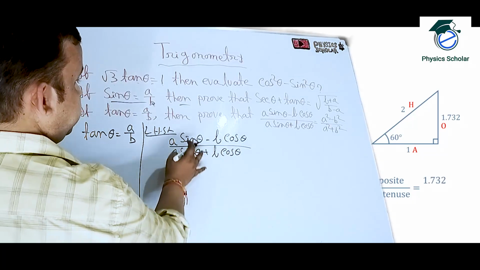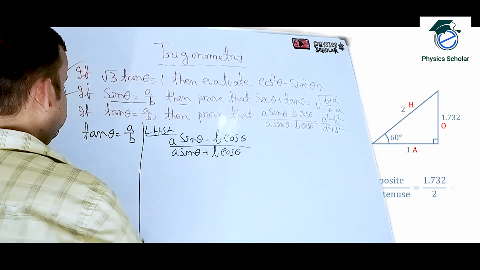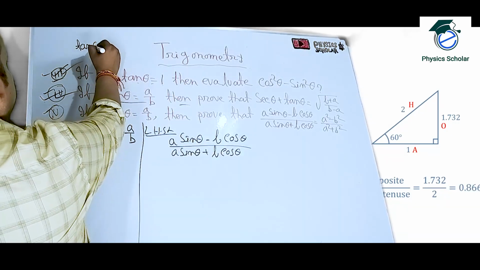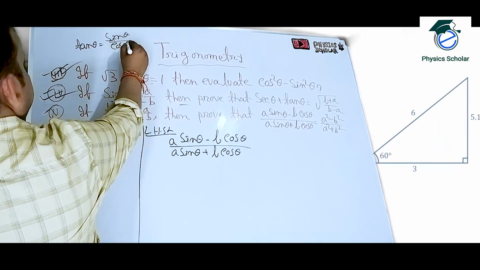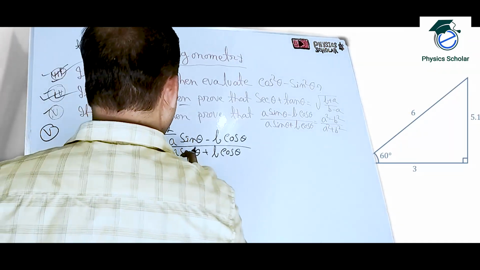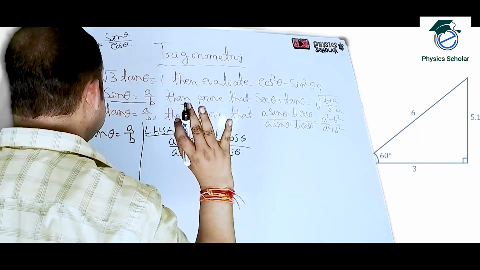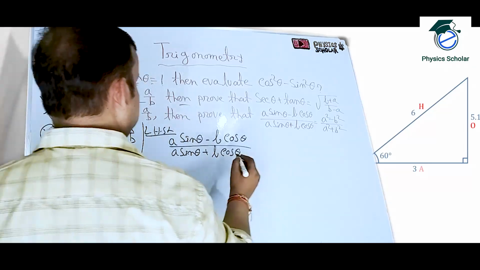Now I will divide both numerators and denominators by cos theta, because tan theta, what we know, tan theta is equal to, in terms of sine and cos, sin theta by cos theta. So here I will divide all the terms of numerator and denominator by cos theta. Then sin theta by cos theta will come, then tan theta will come.